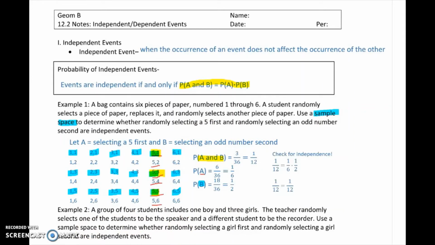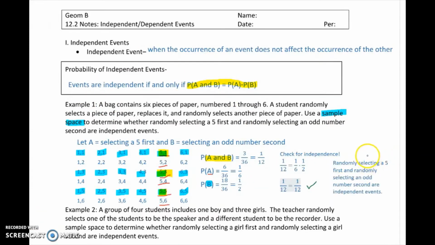Right, so just make sure you show me that work, and then we'll see that 1/12 equals 1/12. Check. So then we can say that these two events are independent, right? Selecting a 5 first and selecting an odd number second do not affect each other. All right, so just make sure at the very end you state your findings, right? So that randomly selecting a 5 first and randomly selecting an odd number second are independent events.